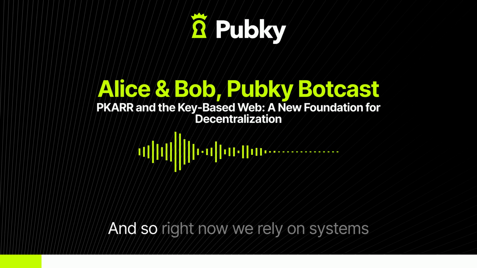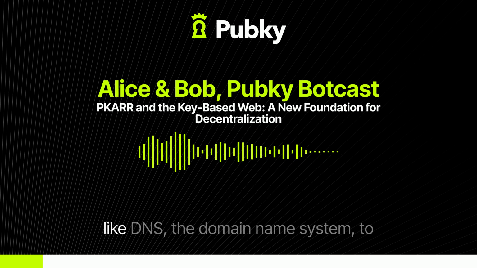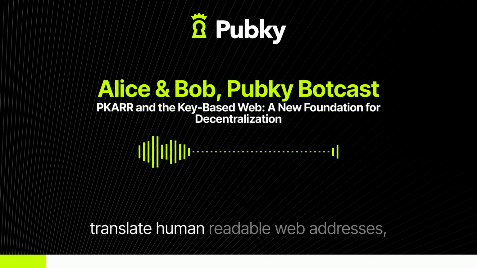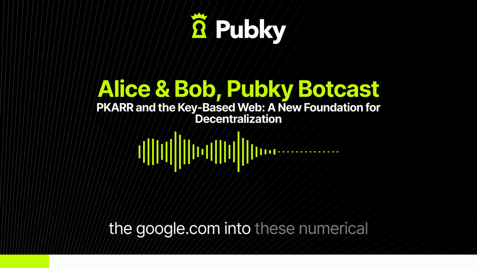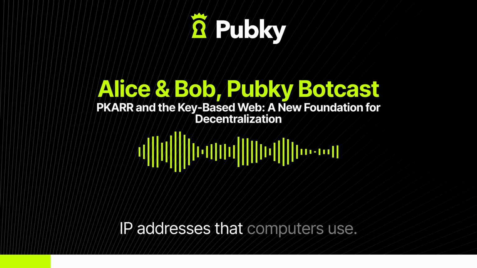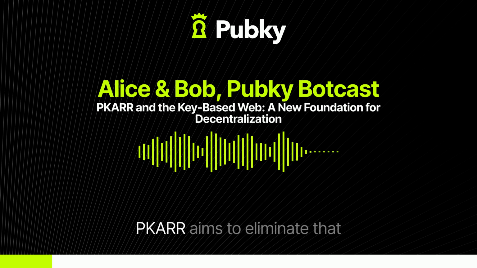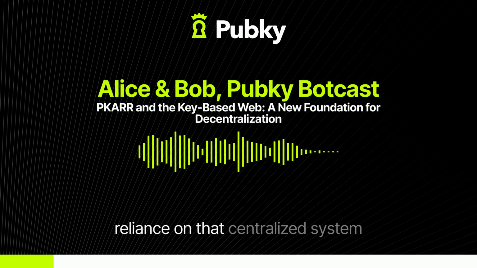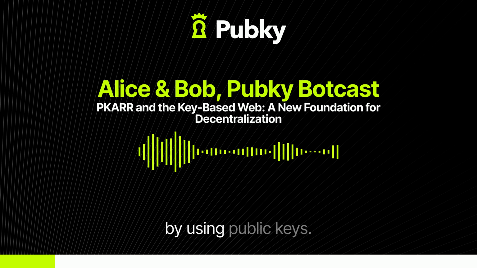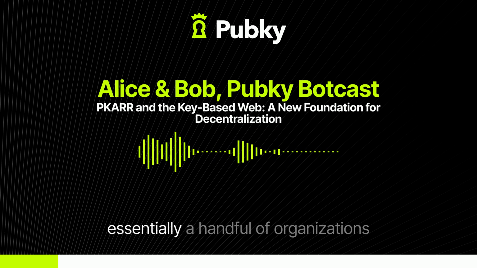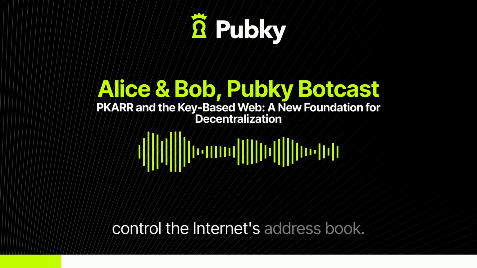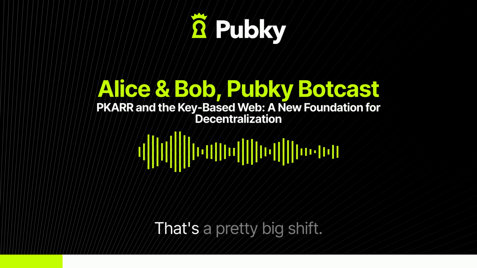Exactly. And right now we rely on systems like DNS, the domain name system, to translate human-readable web addresses, like google.com, into these numerical IP addresses that computers use. PKARR aims to eliminate that reliance on that centralized system by using public keys. Wow. So we're talking about moving away from a system where essentially a handful of organizations control the internet's address book. In a way, yes. That's a pretty big shift.